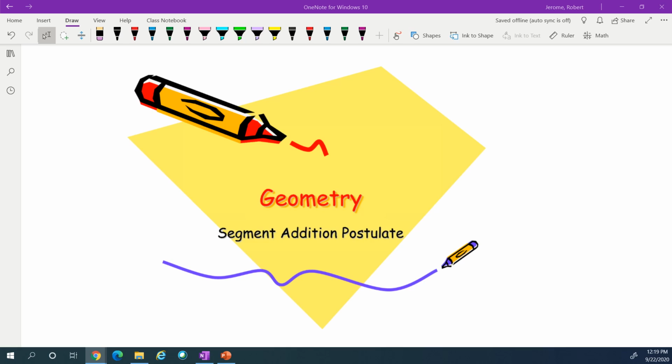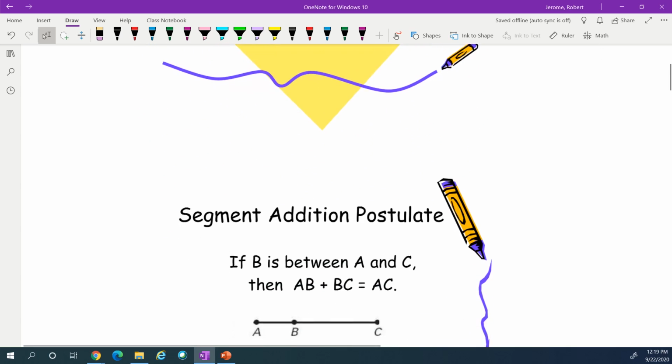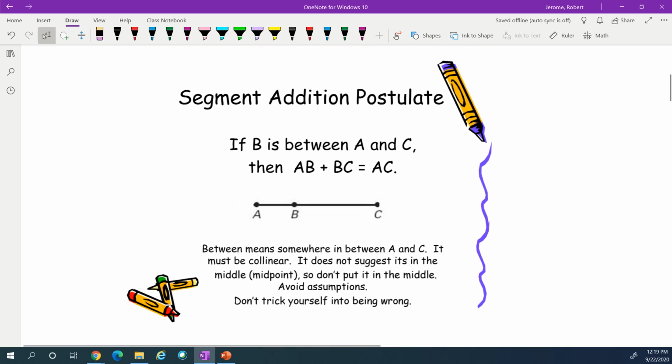Totally off the plane. We're just looking at the figures of the pictures. So let's get into it here. The segment addition postulate, there's a couple things going on here. So first of all, let's talk about this word postulate.